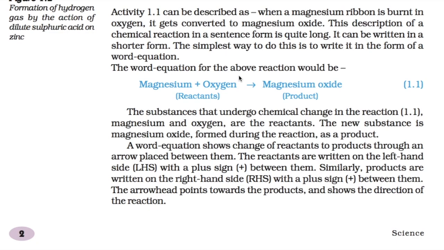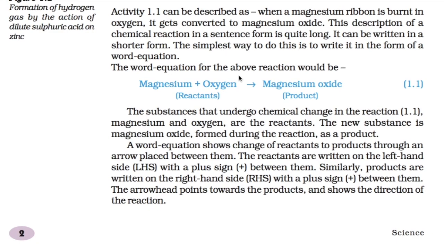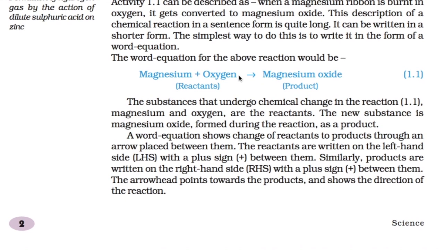In activity 1.1, I told you that when we burn magnesium ribbon in the presence of air, it converts into magnesium oxide. This description of a chemical reaction in sentence form is quite long. It can be written in a shorter form. The simplest way to do this is to write it in the form of a word equation. The word equation for the above reaction would be magnesium plus oxygen, arrow headed towards magnesium oxide.